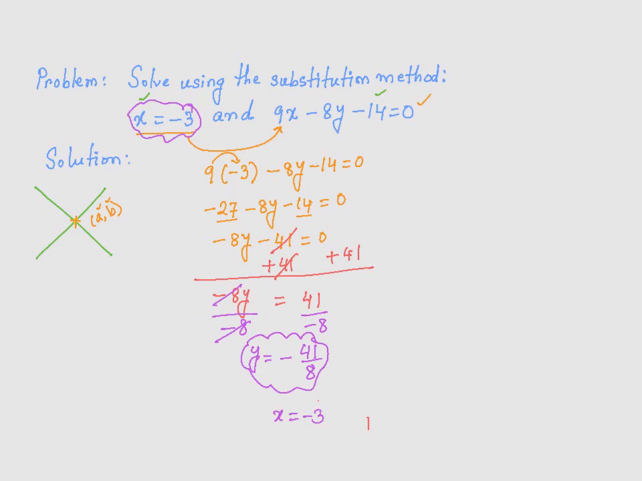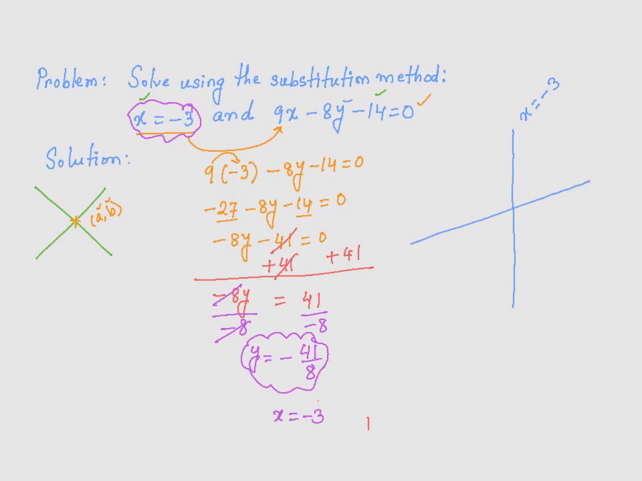Now let me sketch these two equations and give you an outline of what it is. Note, x is equal to -3 is a vertical line that goes through the x coordinate -3 on the x-axis. Now this equation, if I sketch it, is going to look something like this. Okay? That is the second equation.